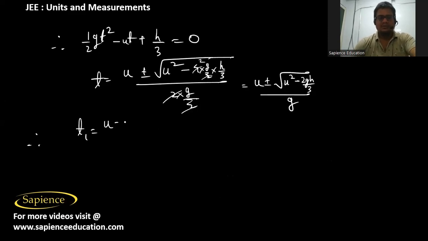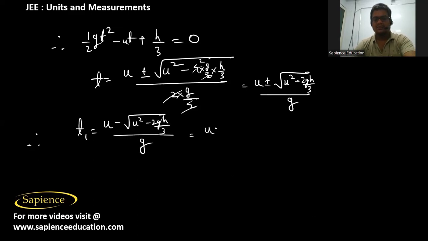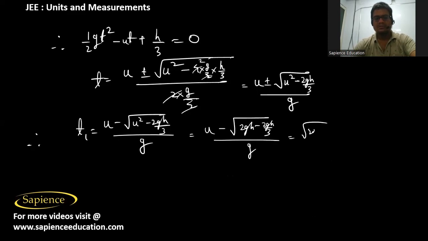So t1 is (u minus root over u square minus 2gh by 3) by g. Now u is equal to root 2gh, so u square is 2gh, minus 2gh by 3, by g. So this will be root 2gh into (1 minus 1 by 3), that is 2 by 3. So it is root over 4gh by 3 by g.